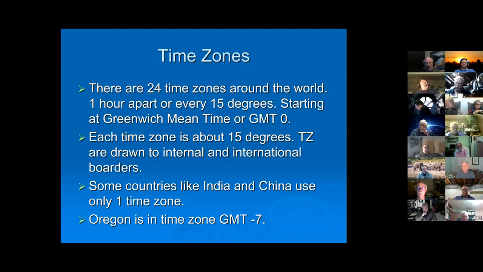So the Earth is carved up into 15 degree increments starting at GMT. Each time zone is about 15 degrees. Time zones are drawn on internal or international boundaries. In the US, we have four time zones, carved up on internal lines. Portugal fits very nicely in one time zone, so internationally they have a time zone on both sides of them. Some countries like India and China don't bother with time zones. They use one time zone, and that's it.